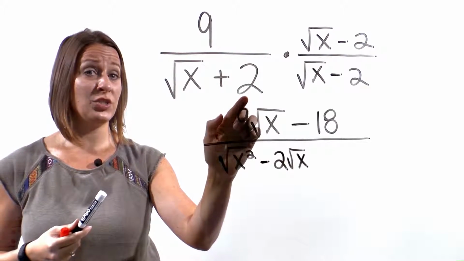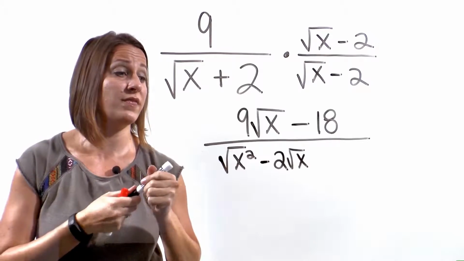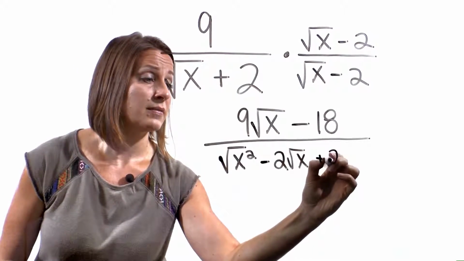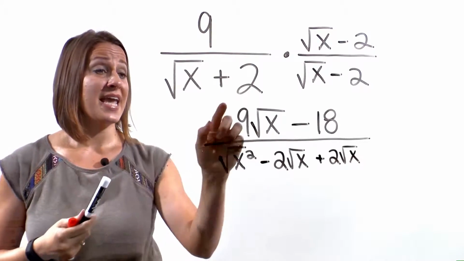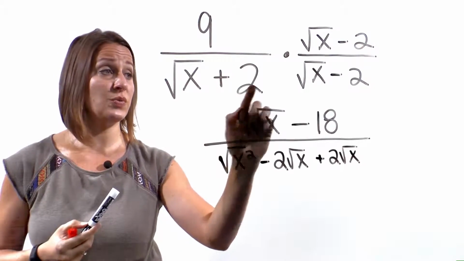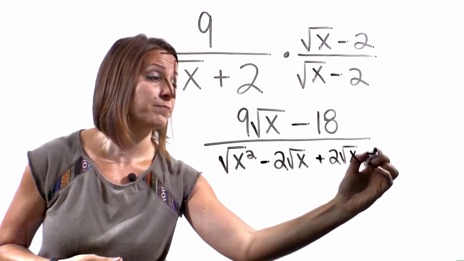Next, we'll multiply 2 to each of these terms. Positive 2 times square root of x is positive 2 square roots of x, and then positive 2 times negative 2 is negative 4.